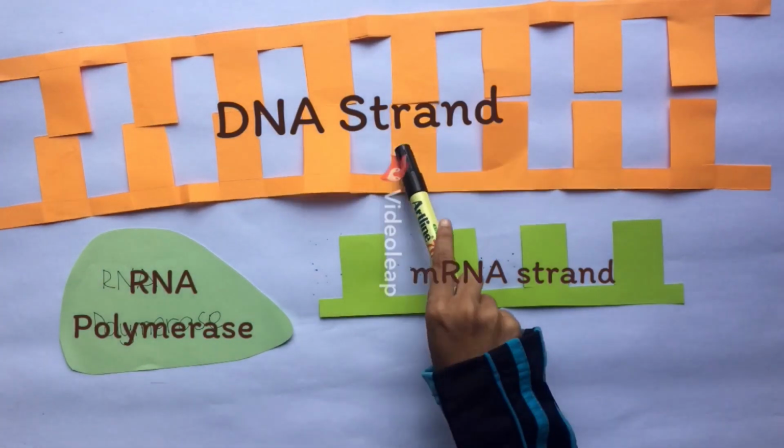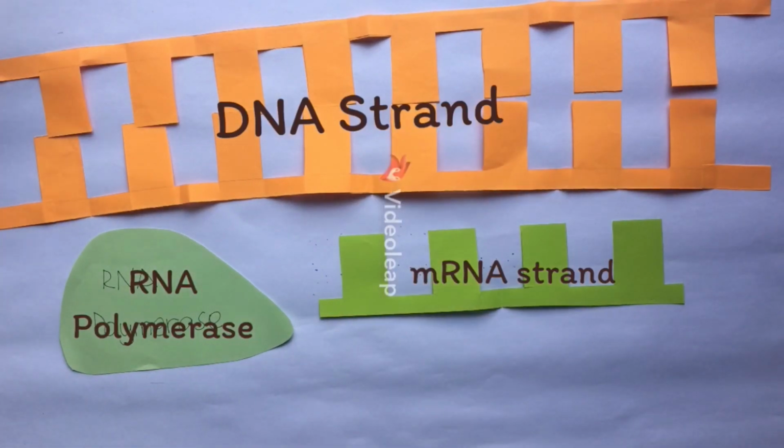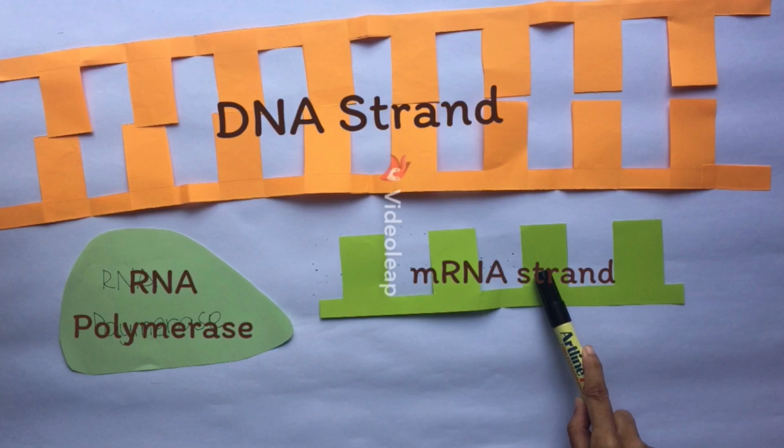Next, the function of the DNA strand is a nucleic acid that carries the genetic information. Next, the function of the mRNA strand is a type of RNA synthesized using a DNA template that attaches to ribosomes in the cytoplasm and specifies the primary structure of a protein.